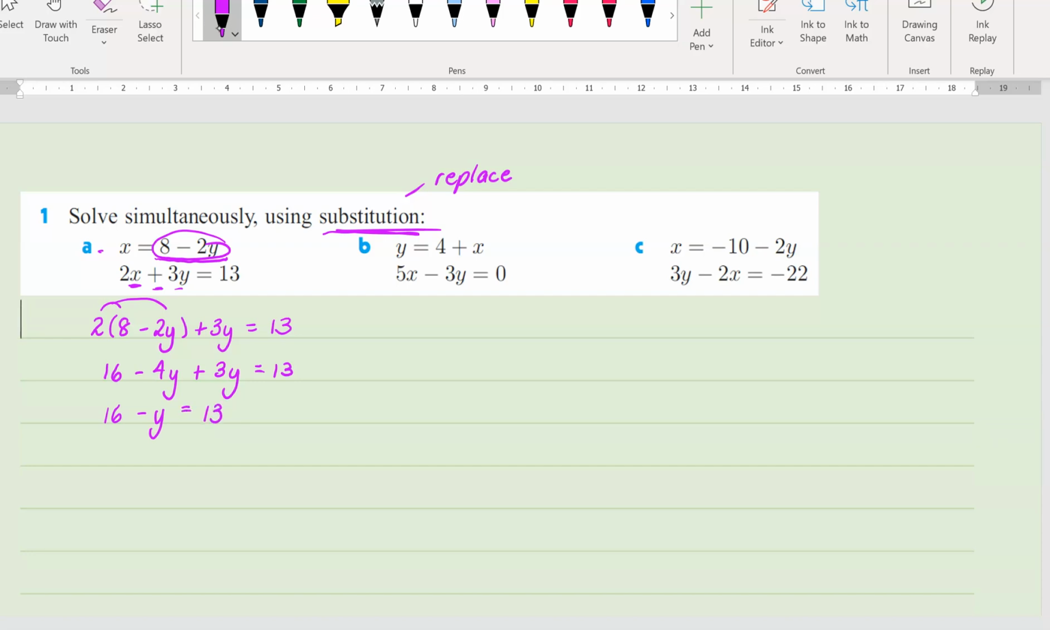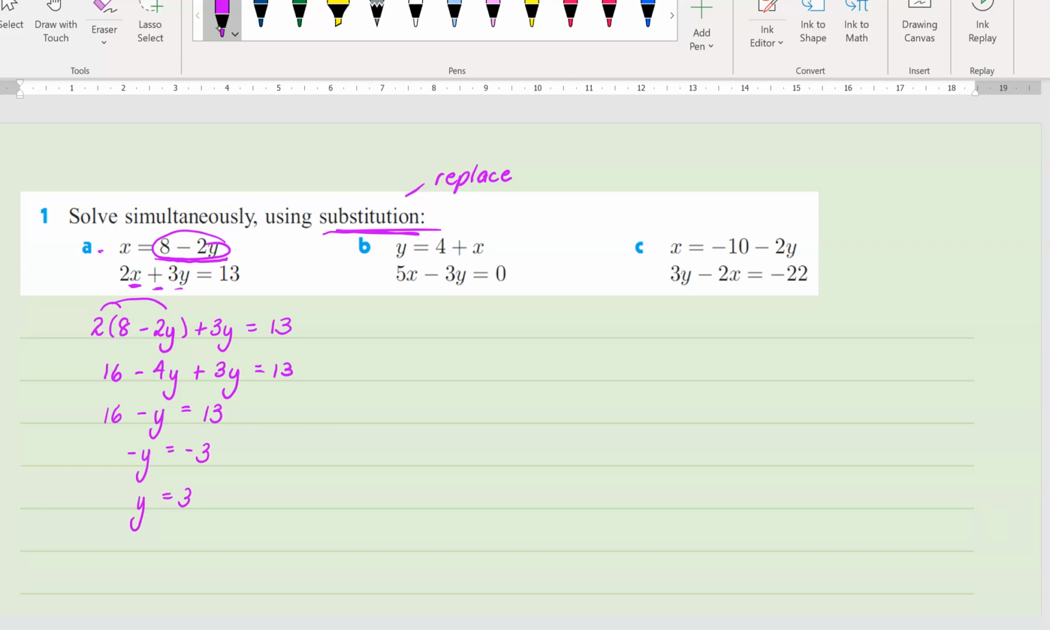Okay, for those of you who are a little bit unsure, go back, think about your negatives, use your calculator if you want to. And to get rid of my plus 16 here, I'm going to take 16, so it's 13 take 16, which is minus 3, and then our negatives cancel out, so I get y equals 3.